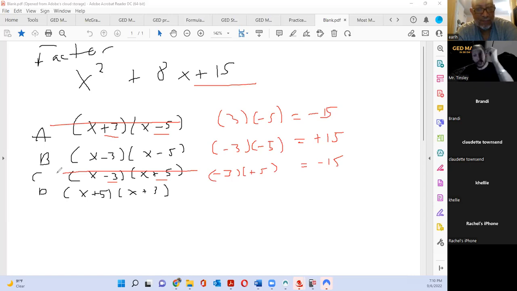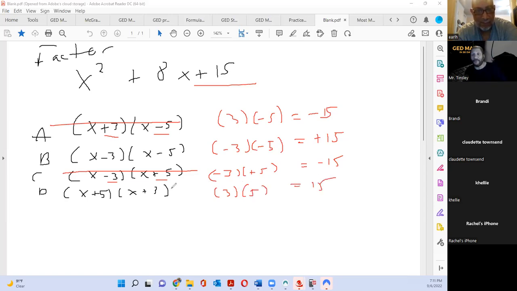Without doing any work, just looking at the last 2 numbers and multiplying them, because I realized when I'm multiplying binomials, my last term is going to be my last 2 numbers multiplied by each other. So I took a shortcut. Plus 3 times minus 5 is going to give me a negative 15. It can't be A. Minus 3 times minus 5 gives me a positive 15, so it can be B. C gives me minus 3 times plus 5, negative 15. It can't be. And then the last one, plus 5 plus 3, gives me 15. So now I know it can be B or D.